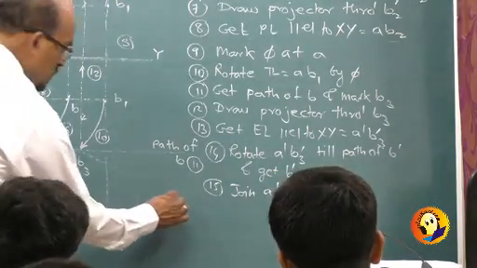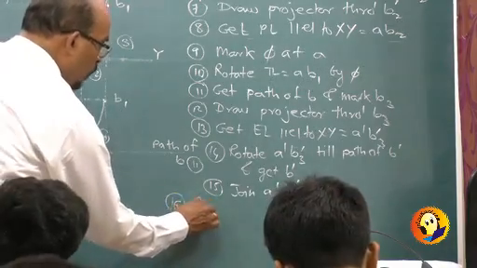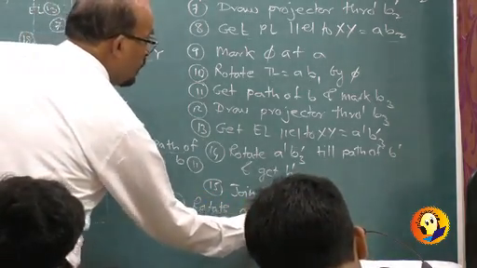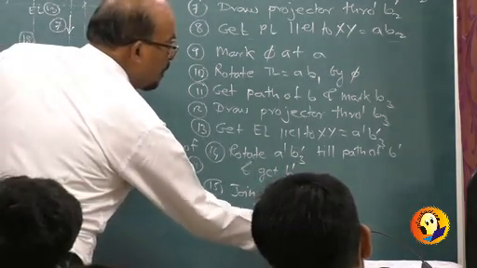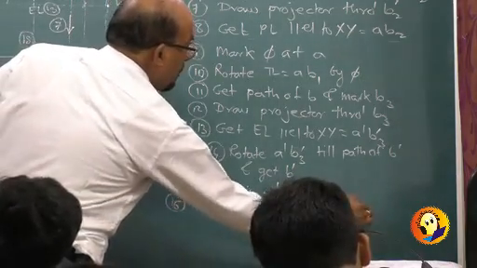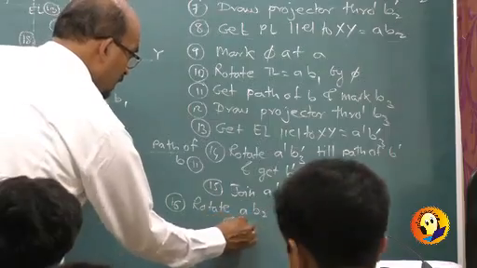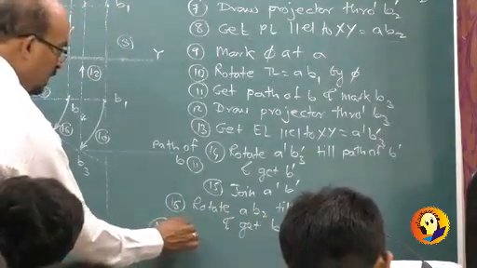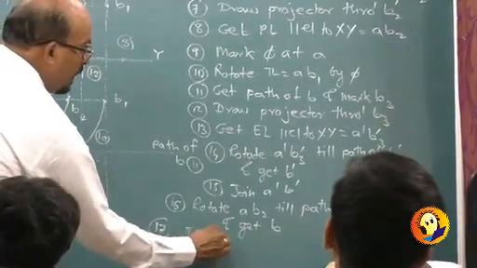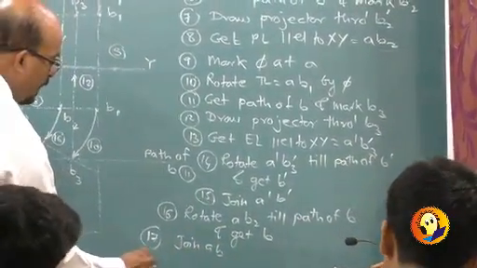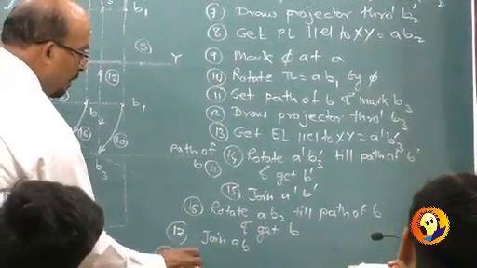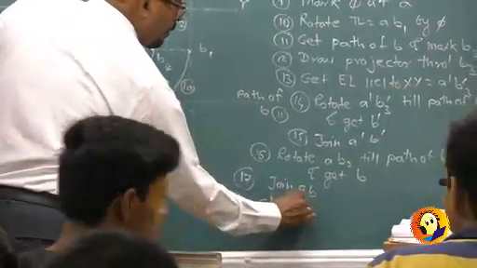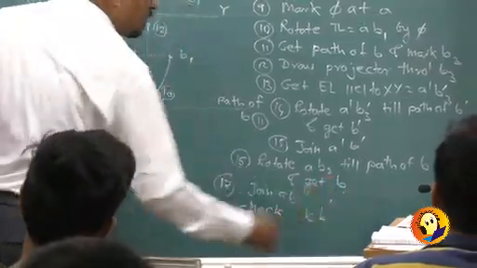Step number 16. Rotate AB2 till path of B and get B. Step 17. Join AB. Step 18. Check BB dash projector.